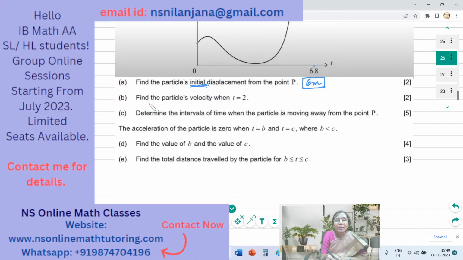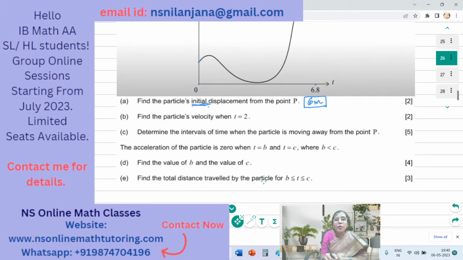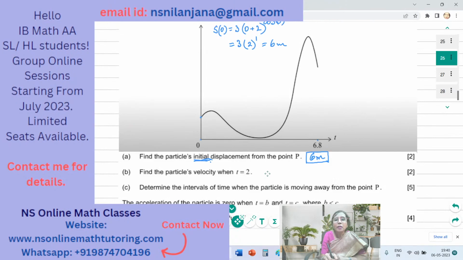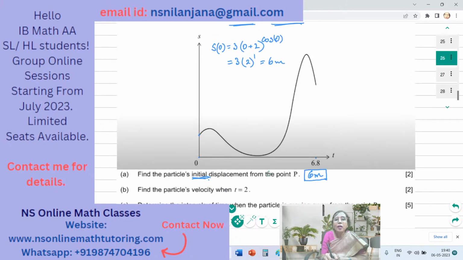The part B. Find the particle's velocity when t is equal to 2. Particle's velocity. Okay. So what is velocity?